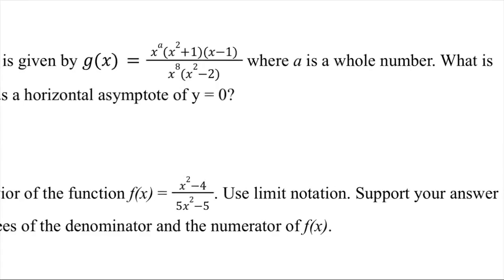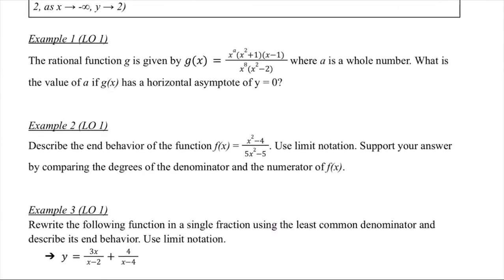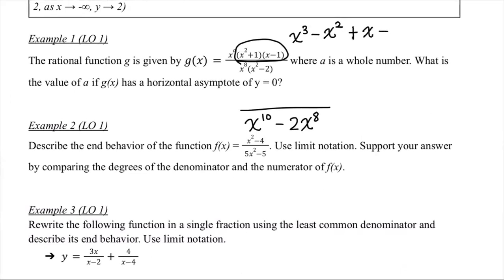So first of all, let's try to expand this, okay? Let's expand the denominator first. If we use the distributive property, we get x to the power of 10 minus 2x to the power of 8. For the numerator, let's first expand this using the FOIL method. We'll be getting x cubed minus x squared plus x minus 1. So we'll be having x to the power of a times x to the power of 3 minus x to the power of 2 plus x minus 1.